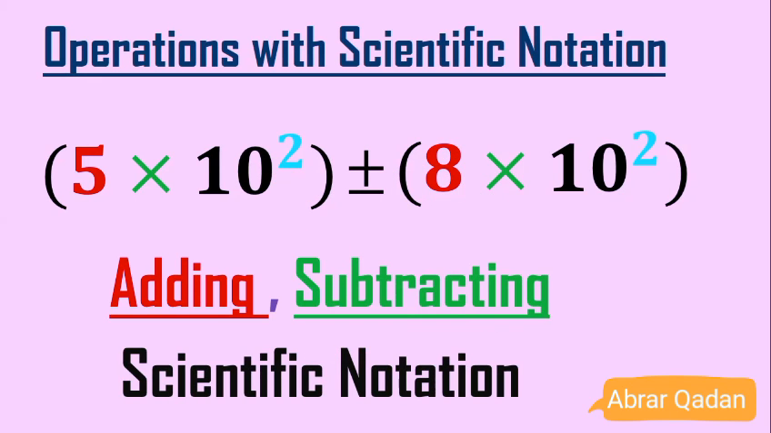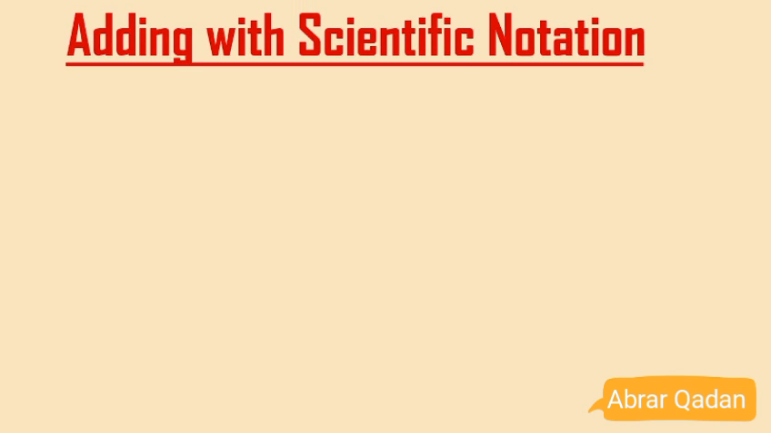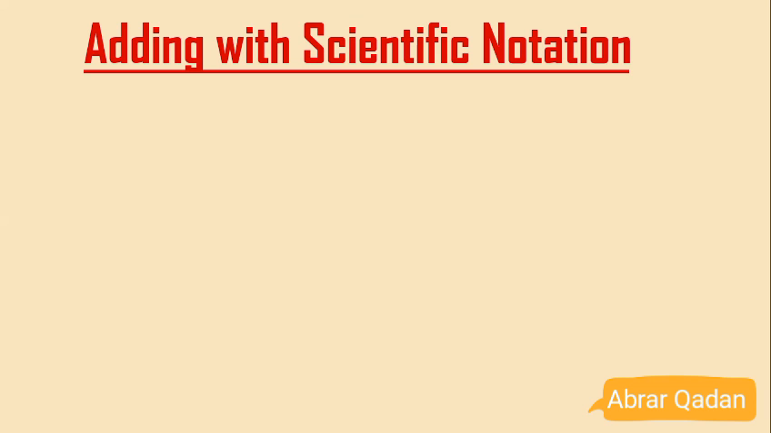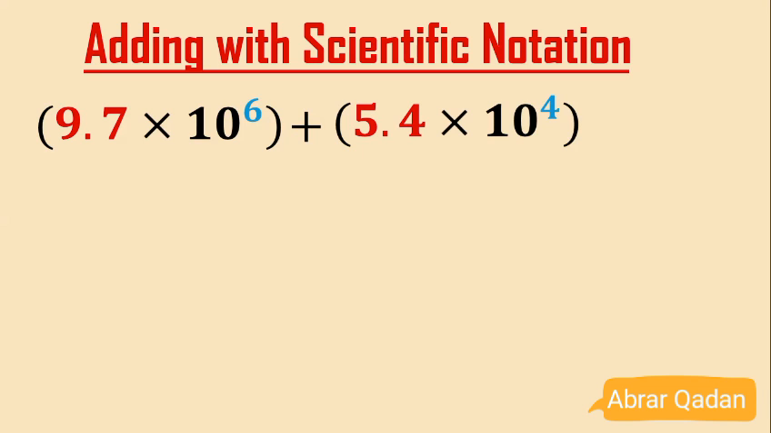Everyone. Operations with scientific notation: adding and subtracting scientific notation. Let's take first adding with scientific notation. Take the example 9.7 times 10 to the power 6 plus the second scientific notation, given by 5.4 times 10 to the power 4. So the first step is to make sure that the exponents of both numbers are the same.